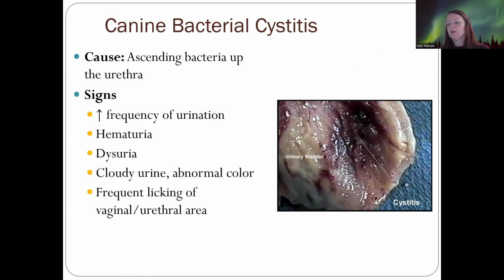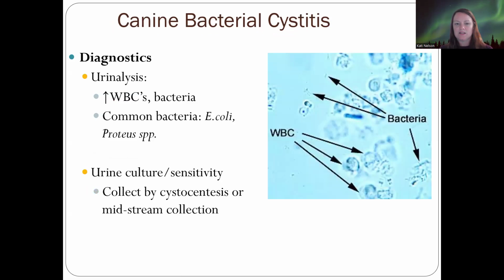The bacteria can develop when feces or debris enter the area. Once it's in the bladder, they colonize in the mucosal lining, right? And that's how we're going to see that bacterial infection. So signs that we will see: increased frequency of urination, hematuria, which we've talked about, dysuria, and they might have difficulty urinating, cloudy urine. It could be abnormal color. And then sometimes they'll lick at that vaginal or urethral area just because it's irritated, right? So that's something that we can see.